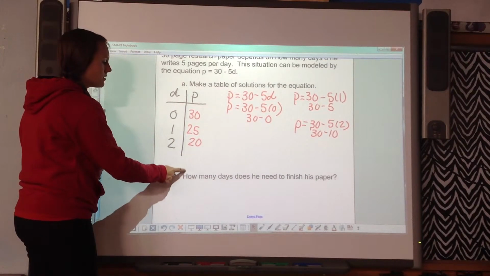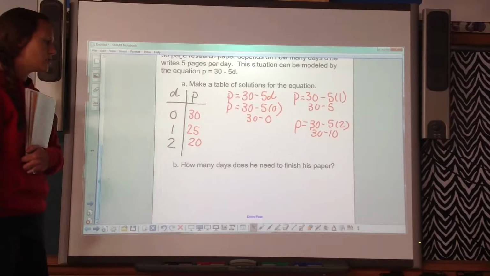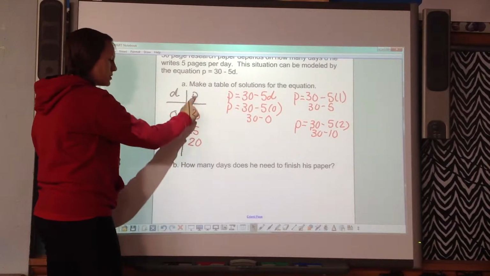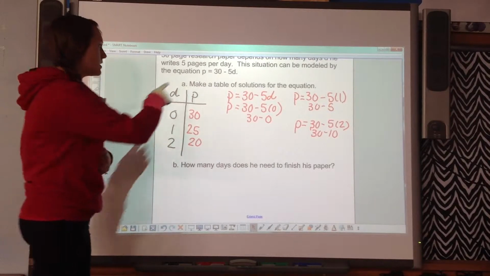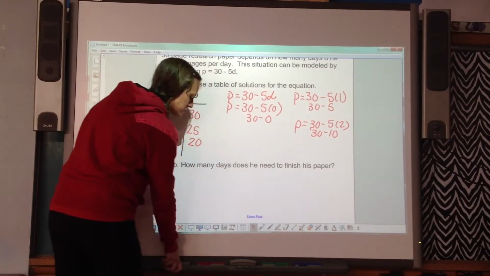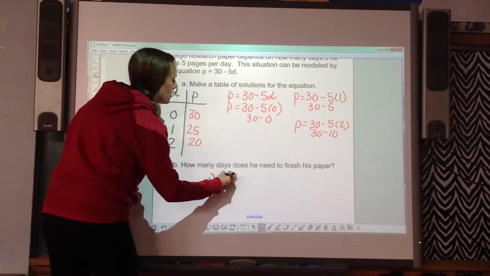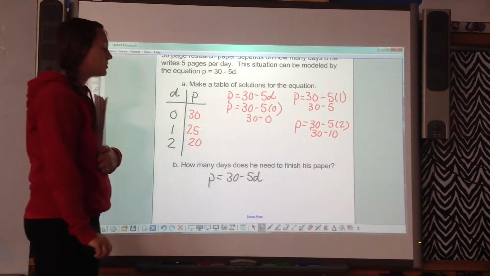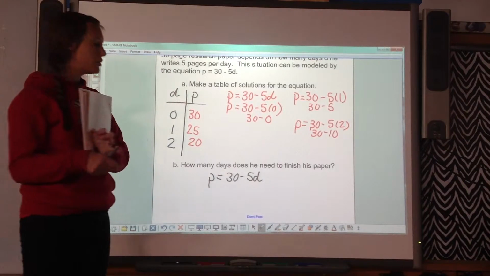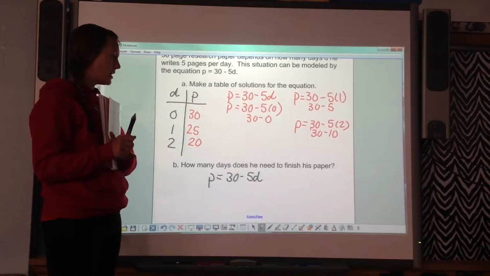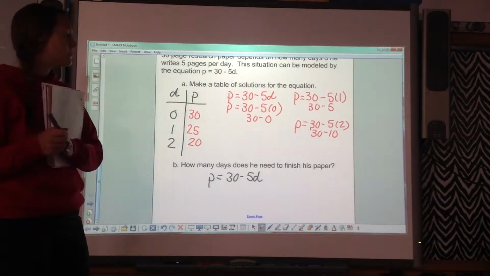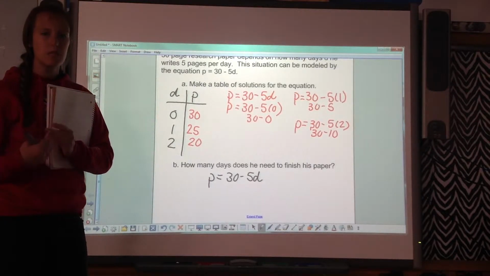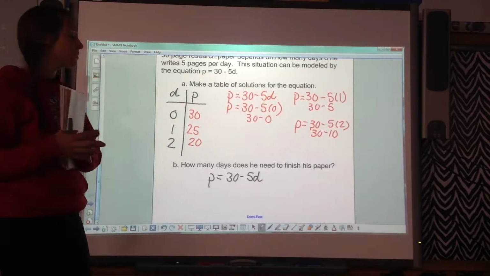How many days does he need to finish his paper? So we want to know how many days does it take to get the paper to be 0. Well, we're going to take this equation and we're going to have to really think about what these variables stand for. P stands for pages and D equals days. How many days does he need to finish his paper? Well, we're trying to figure out D, so that's going to stay a variable.